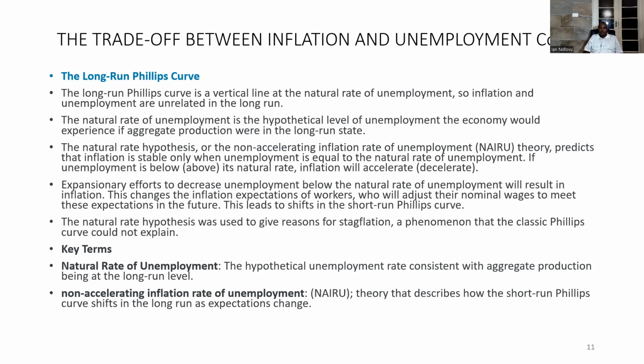By the natural rate of unemployment, this is a hypothetical or theoretical unemployment rate which is consistent with aggregate production being at the long run level, or a scenario in which the theoretical unemployment rate is coincident with full employment, the full employment level of national income, for instance. And then the non-accelerating inflation rate of unemployment, NAIRU, is a theory which describes how the short-run Phillips curve shifts in the long run as expectations change.